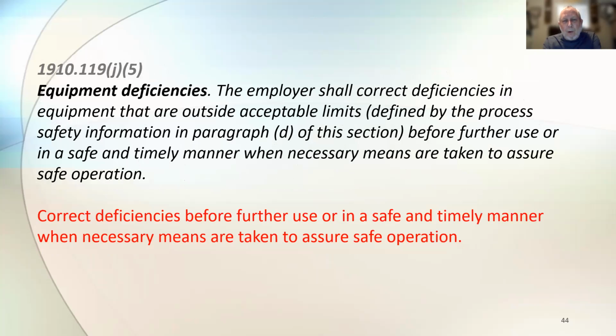Equipment deficiencies. The employer shall correct deficiencies in equipment that are outside acceptable limits, defined by the process safety information, paragraph D of the section, before further use or in a safe and timely manner when necessary means are taken to assure safe operation. Again, correct deficiencies before further use or in a safe and timely manner when necessary means are taken to assure safe operation. You have to make sure that necessary means are taken to assure safe operation. So if something goes wrong, you didn't do that.